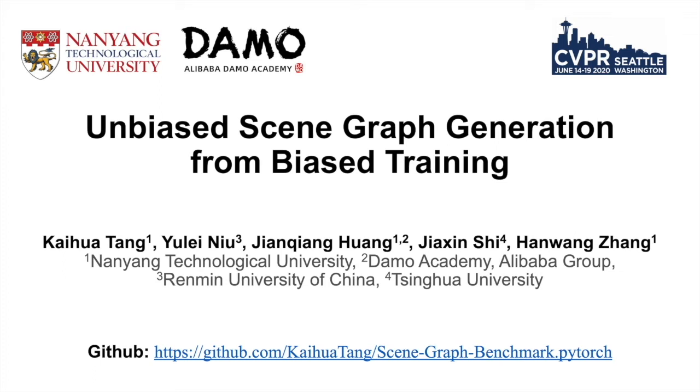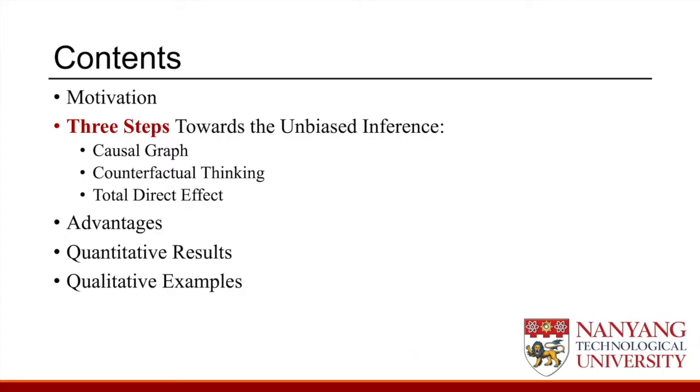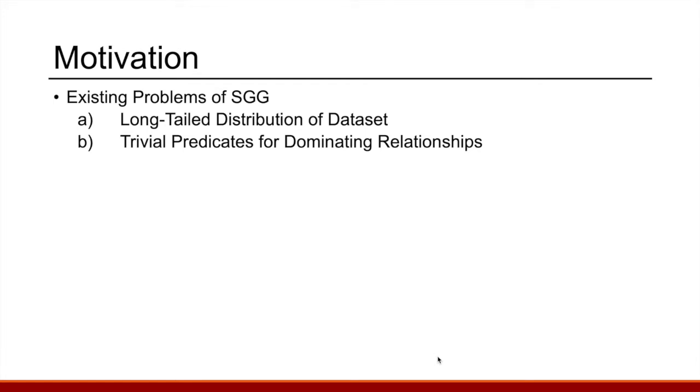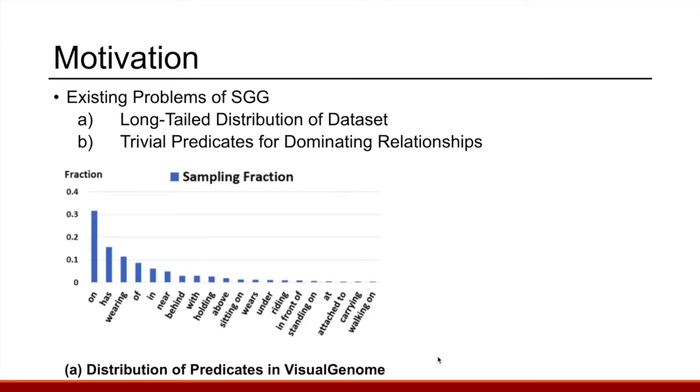Hello everyone, today I'm going to introduce our work on biased scene graph generation from bias training. The proposed method can be concluded into 3 steps, but before diving into the details, I will talk about our motivation and some prerequisites. This paper aims to tackle the existing long-tail distribution problem of scene graph generation. It is also commonly observed in most of the real-world data.